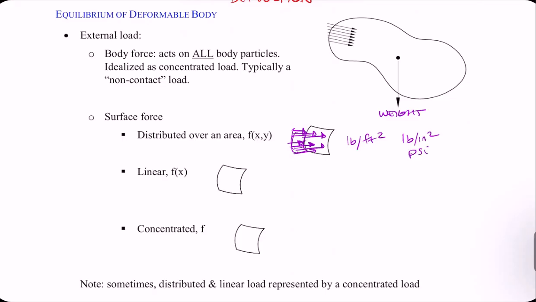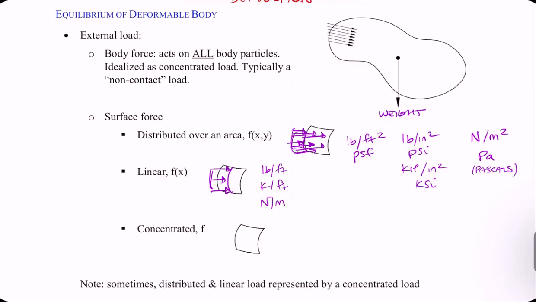You might see that written as PSI, PSF. Those are common. You might see it also written as kips per inch squared, KSI. Those are all area loads. Make sure we have a force per unit area. Metric, you might see that as Newton per meter squared or pascals. We will deal with both units. We could see that area load condensed down to a linear load or just a linear load itself. That we're going to see pounds per foot, kips per foot, or newtons per meter.